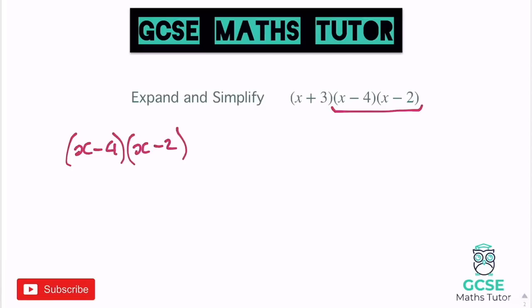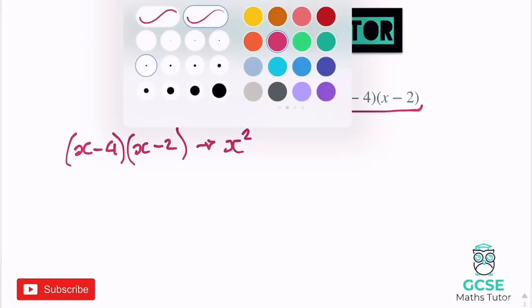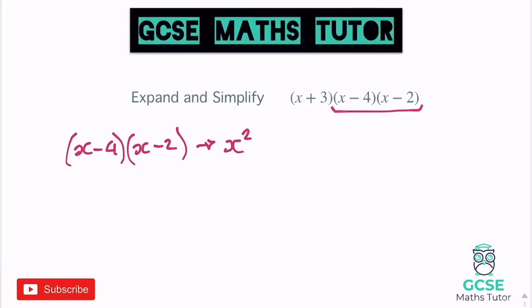You might be getting to the point where you can actually do these without writing down all the working out, because you might just be able to spot those middle pieces. We know we're going to get x squared to start with. We know we're going to do the minus 2x and the minus 4x, and together they make minus 6x. So we can tidy that up straight away, minus 6x. And then we get negative 4 times negative 2, which is positive 8.